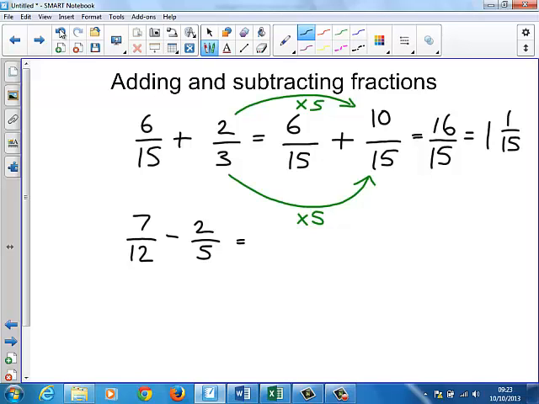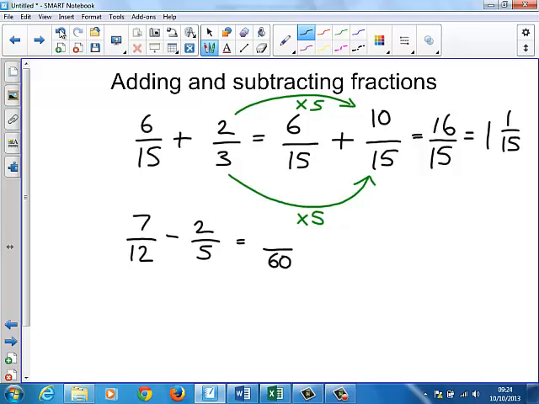If we do pick a number that isn't the lowest common multiple, we should still get the same answer at the end as long as we remember to simplify. But by picking the lowest multiple of those two numbers, 12 and 5, it makes the calculations afterwards that much easier. So what's the lowest number that both 12 and 5 go into? Well, in this case, it's 60.